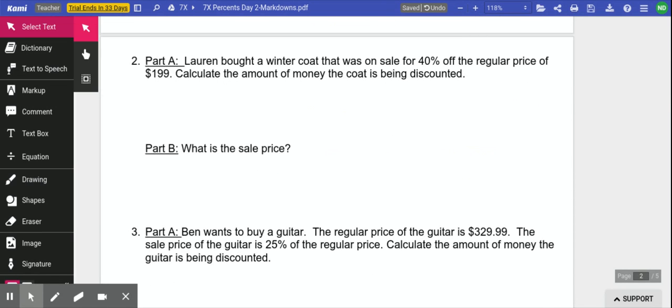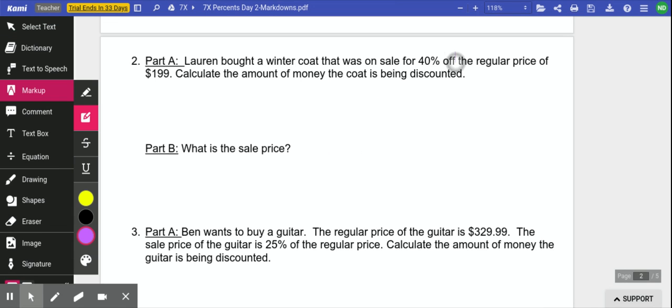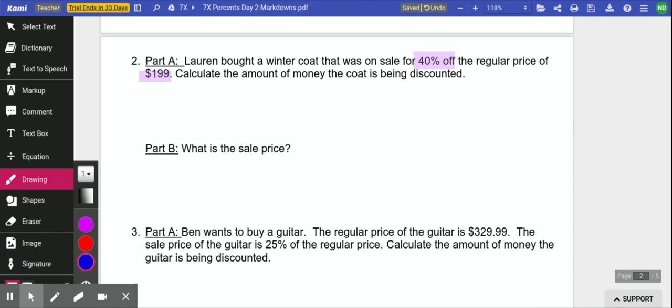Okay, number 2. Number 2 says Lauren bought a winter coat that was on sale for 40% off of the regular price of $199. Calculate the amount of money that the coat is being discounted. Again, for the first part, I'm only determining the discount amount. How much money am I taking off the original price? So again, I have to take 40% off of $199. So I have to determine what is 40% of $199.